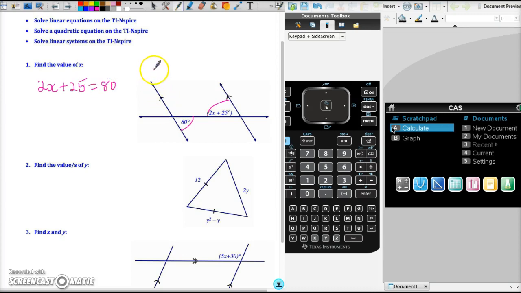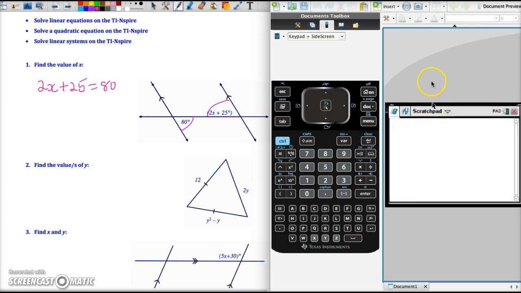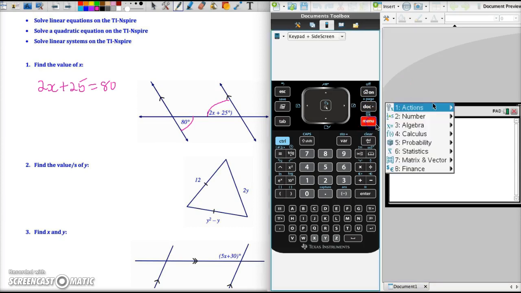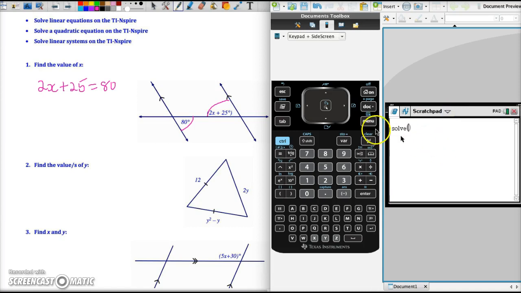We're now going to solve that on the TI. Very simple, you could do it algebraically, but just to review how to use the calculator. So what I want to do is either go in the scratch pad to the calculate menu or a new document. It doesn't matter which of the two. I'm just going to use the calculate. So what I want to do is say menu, algebra, and I want to solve. I need to type this equation in. So 2x plus 25 equals 80. That's going to be the equation that I'm looking to solve.